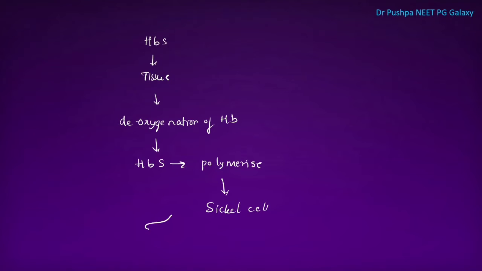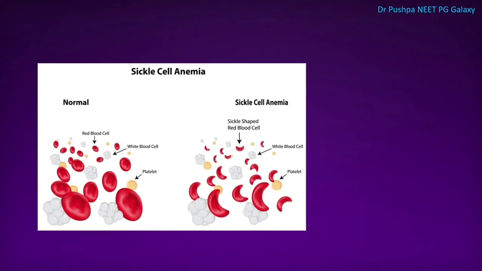The shape will be like a sickle. Like this, the RBC becomes. The normal shape of RBC is discoid. But in sickle cell anemia, the RBC becomes sickle shaped. So, this process is called sickling. Here you can see the discoid shaped normal RBC, whereas in sickle cell anemia, there is sickle shaped RBC.